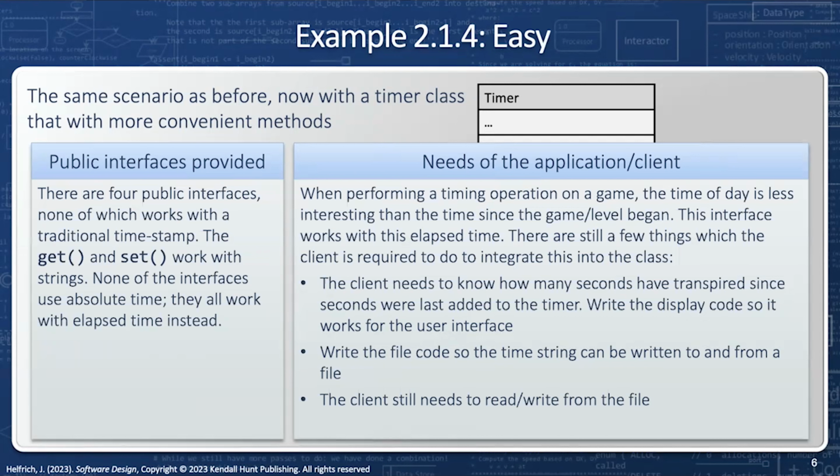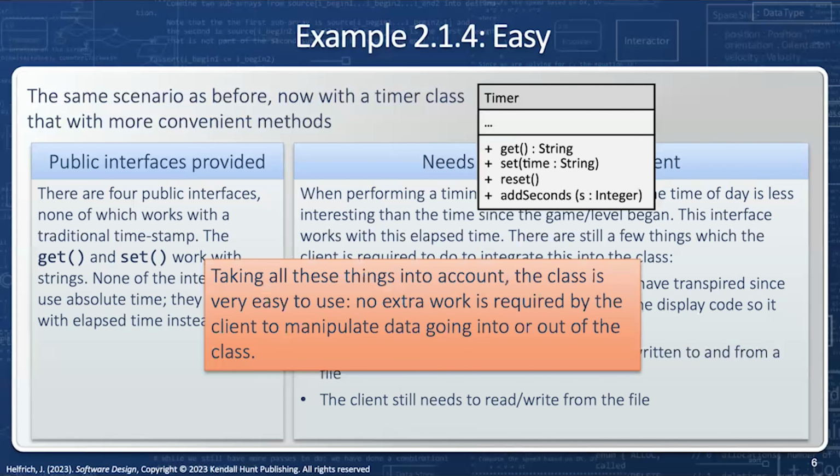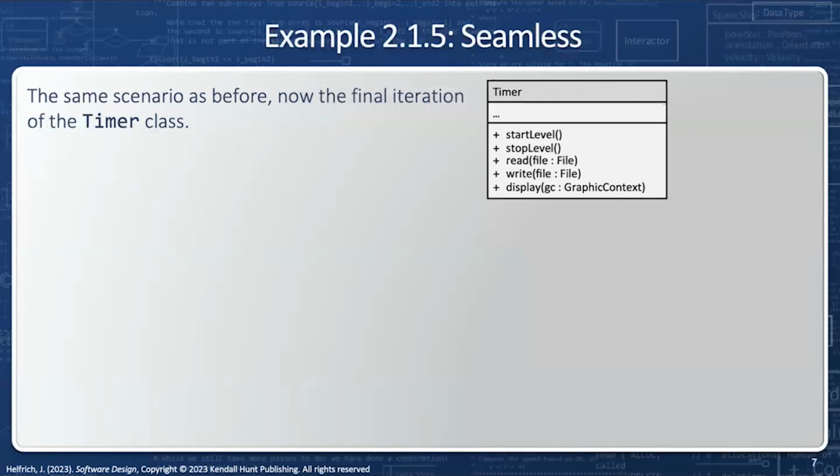There are still a few things which the client needs to do. The client needs to know how many seconds have transpired since the seconds were last added to the timer. And this is actually not very difficult to do at all. And the client needs to write the file code so the time string can be written and read from the file. Taking all these things into account, the class is very easy to use. No extra work is required by the client to manipulate the data going into and out of the class. But can we improve it yet more? Let's try this again. Same scenario before, but now the final iteration of our timer class.